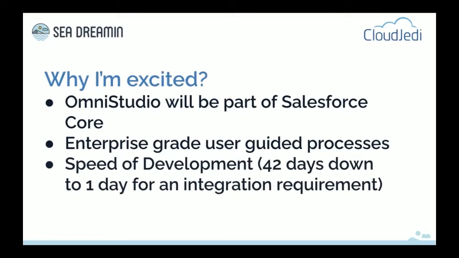And one of the biggest important things about OmniStudio is that it speeds up development time. There's a use case that we'll be talking about later on, wherein there's an integration requirement that could take up to 42 days if it were to be built using Apex. But that same thing can be built in 1 day if you were to use integration procedures within Salesforce OmniStudio.